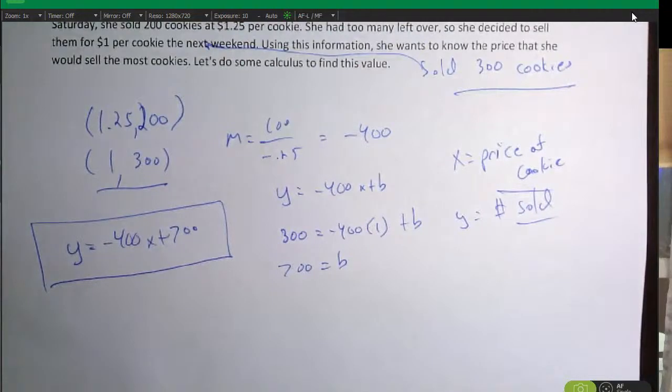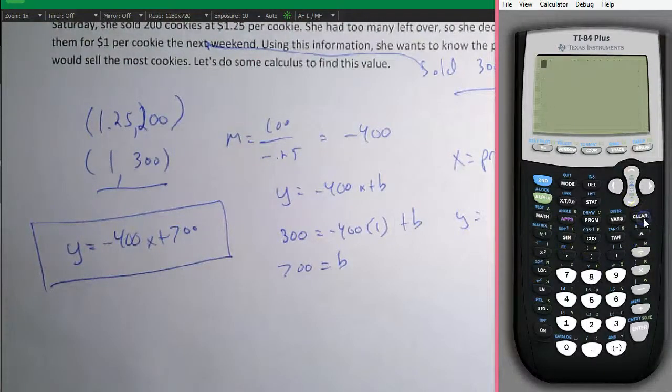So let's just say I decided, all right, I liked $1.25. I liked $1, but let's go 50 cents a cookie. Let's say I decide to sell them at 50 cents a cookie. So negative 400 times 0.5, since the cost is 50 cents, plus 700. She could sell 500 cookies then. Okay.